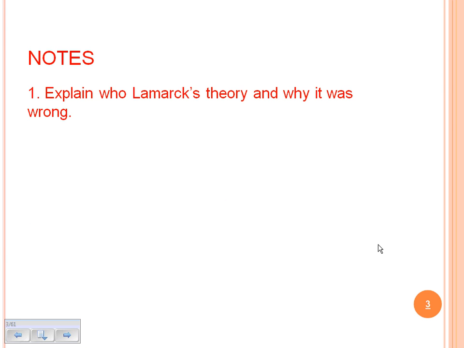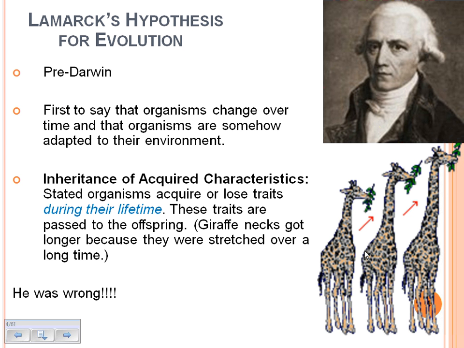lab. So if we look at the first question, explain who Lamarck is and why his theory was wrong. Lamarck was pre-Darwin, and what makes him worth talking about is that he was the first scientist to ever give a reason why and how organisms change over time and how organisms adapt to their environment.